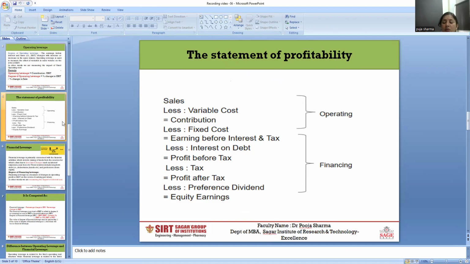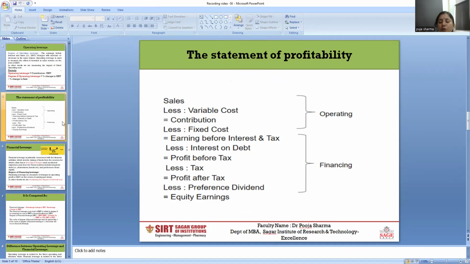After paying the tax, if the company has preference shares in their capital structure, then the company will pay the dividend on that also. And that is again fixed in nature. So when the company deducts the preference dividend from the net profit, whatever profit is left is the equity earning, the profit available for the equity shareholders.